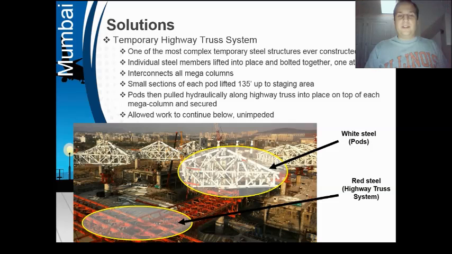Now, small sections of the pod were lifted 135 feet onto one of the columns, which was sort of a staging area. It was connected up in the air and then pulled hydraulically along the highway truss until it was in place on top of the column. It allowed work to continue below unimpeded, and it is quite an engineering and construction management feat.